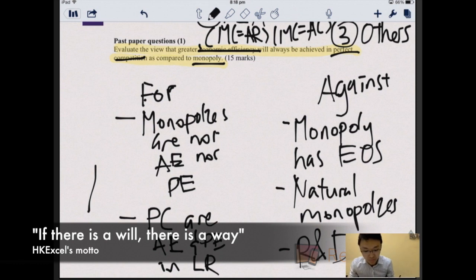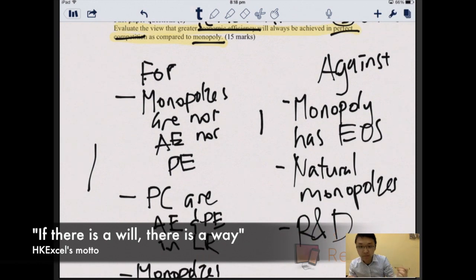Then let's go to the body of the essay. I already have an outline here: arguments for and arguments against. In terms of arguments for, as I said, the first aspect you always look at is productive and allocative efficiency. It is the fact that monopolies are neither allocatively nor productively efficient.